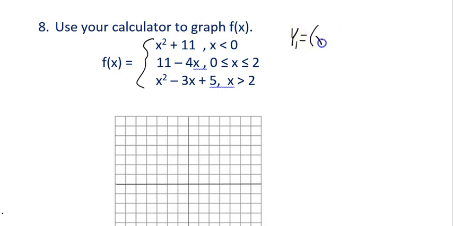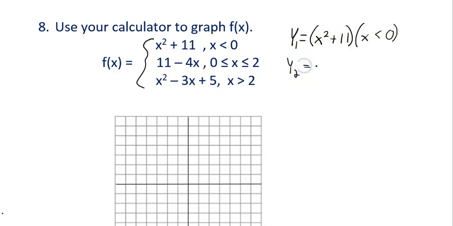And then what you're going to do, we're going to type these into y equals, put a parenthesis, and then put your first function in, and then open up another parenthesis, and you're going to type x, then you're going to go to test, which is in blue above your math key. Once you hit that, you'll see all the inequality symbols, and you'll scroll down to the less than sign and select it, then put in your 0 and close that parenthesis. That's telling it to only graph that before 0.